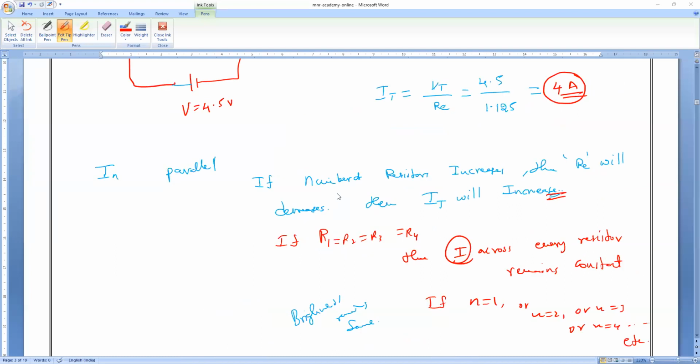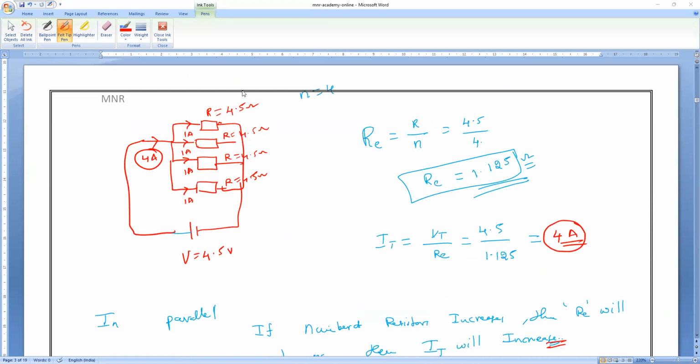So in parallel connection, the current passing across every resistor remains constant if they are identical, whatever the number, either 1, 2, 3, 4, 5, 6, 7, it doesn't matter. As the number keeps increasing, effective resistance decreases, and the current remains constant. So brightness always remains constant. That is what I want to say.